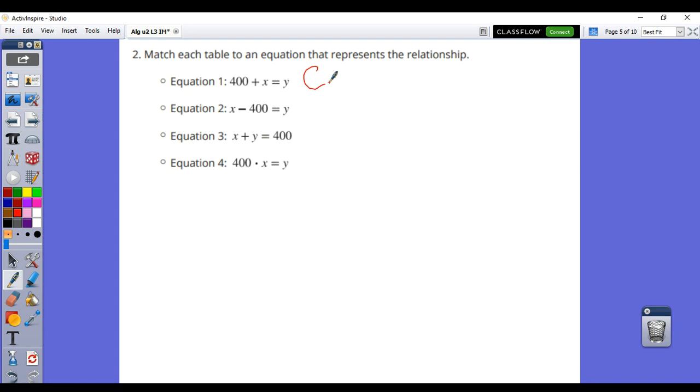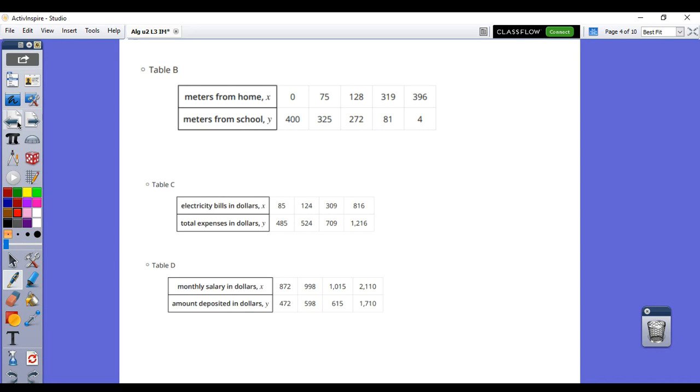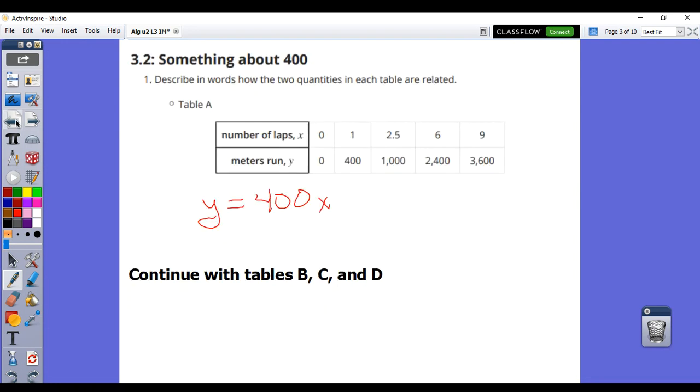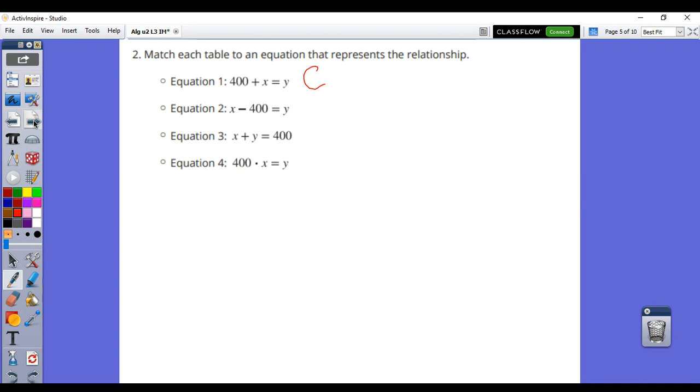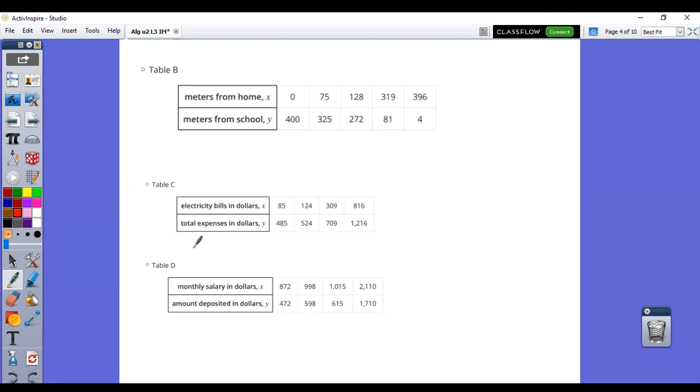If you take the X minus 400, that gives you the Y. Wait a minute. What's the equation there? The X value minus the 400 gives you the Y. Oh, that's D. Yeah, sorry, I got lost a little bit on that one. So that would be D.